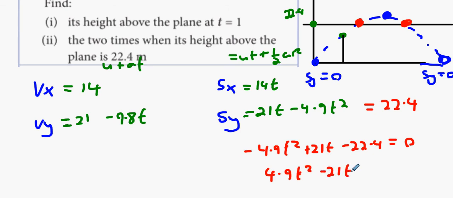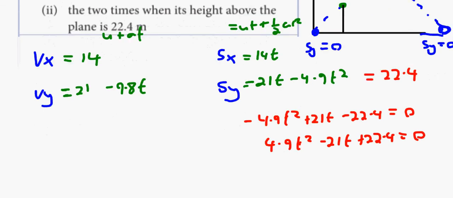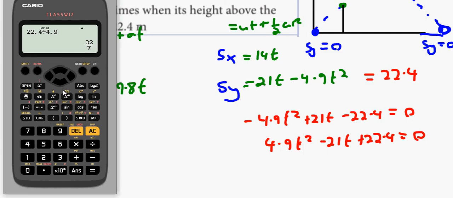Alright guys, do the minus b formula there and get your answer for both times. So, minus b formula will be plus 21 plus square root minus 21 squared minus 4 times a times c, all over 2a.